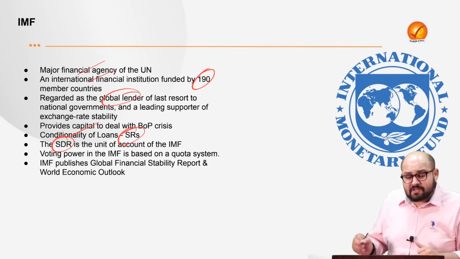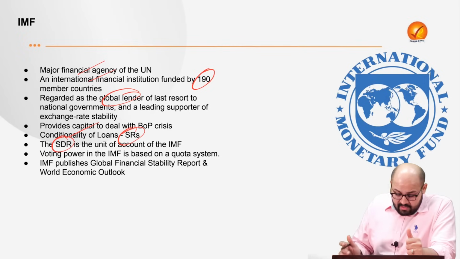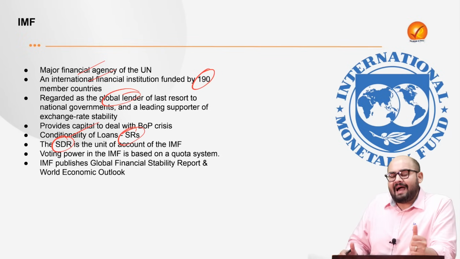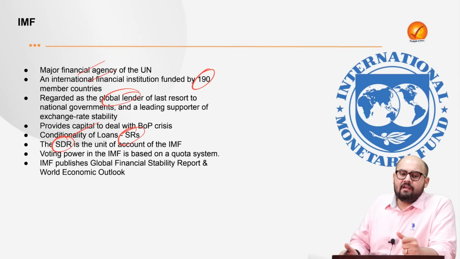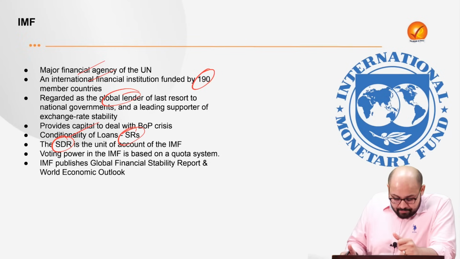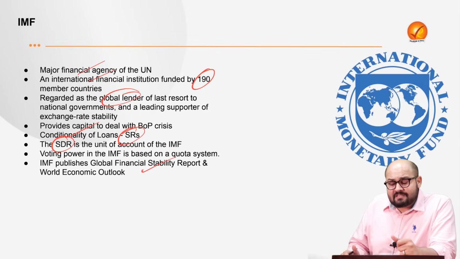Then the special drawing rights is the reserve currency of the International Monetary Fund. Now, the voting power in the IMF is based on the quota system. As the countries have different quotas, on that basis they have their voting powers. What is important is that the IMF publishes two very important reports, and keep this in mind. The first is the Global Financial Stability Report, and the second is the World Economic Outlook.